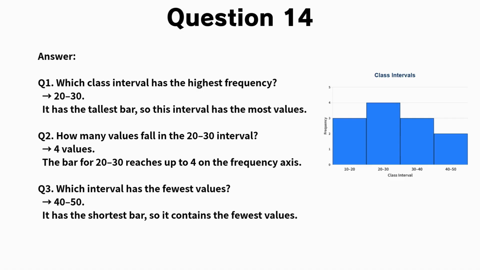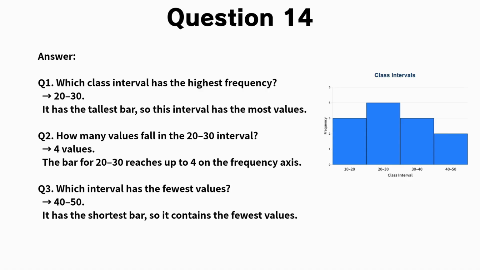Let's answer each question systematically using the histogram. First question. Which class interval has the highest frequency? The answer is 20 to 30. Looking at the histogram, we can see that the 20 to 30 interval has the tallest bar, reaching up to 4 on the frequency axis. This means this interval contains the most values compared to all other intervals.